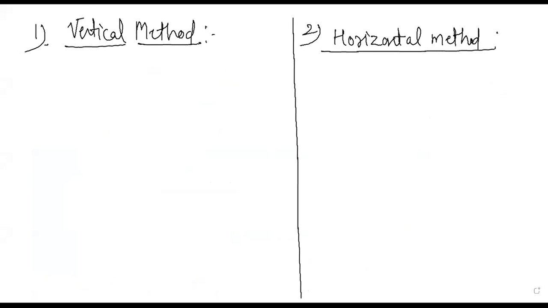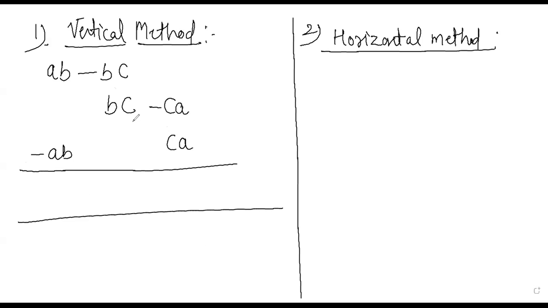The first is the vertical method. Let me write the question: AB minus BC. Second expression is BC minus CA. Now you have to write the like terms below like terms. This is vertical. And third expression will be CA minus AB. Now you will add. If you add them, both will have opposite signs. It will give you 0. It will also give you 0. It will also give you 0. So actually the answer will be 0.